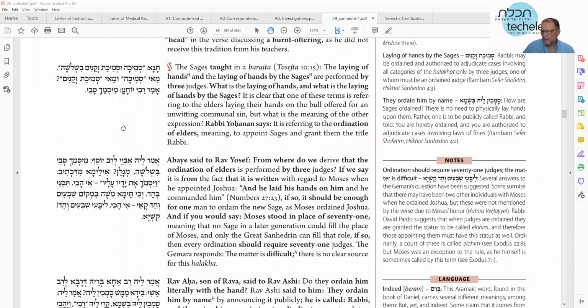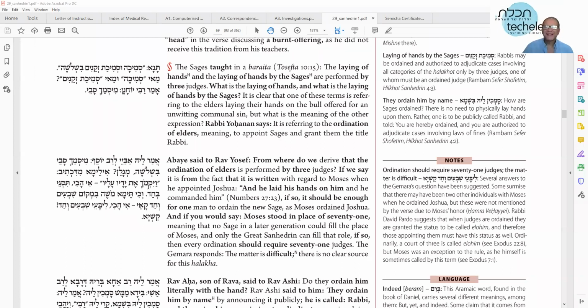Okay, so Abaye asks the question: Smicha, the ordination of elders, of rabbis, Bishlosha, requiring 3 judges, Minalan, where do we get it from? And he says, if you're going to tell me it's from the pasuk that we've just read, that Moshe laid his hands upon Yoshua, if that's the source of the smicha, ihachi tisgei bechad, one should be enough. Moshe did it on his own. He did not have 3 people there. There was only Moshe that did it.